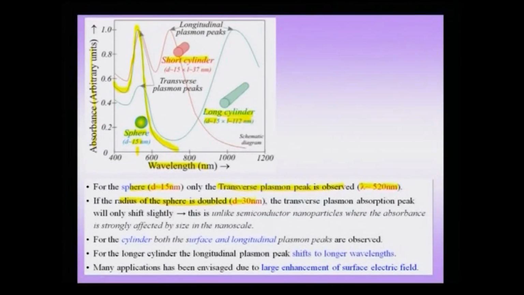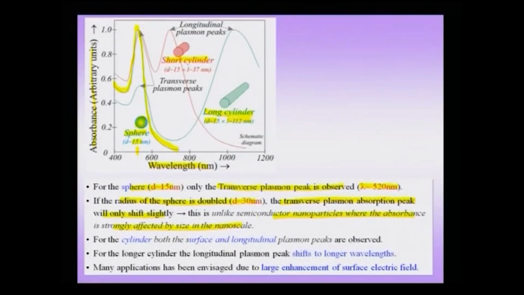But when you are talking about metal nanoparticles, this is not the case, and we have been talking about this previously. And so, here is the right example to prove that point. Now, if I double the radius of the sphere, I make it 30 nanometer, the transverse plasmon absorption peak will only shift slightly. I have not plotted it on this curve here, because that makes it too complicated, with too many curves lying one on top of the other, but the shift is only slight. This is unlike semiconductor nanoparticles, where absorbance is a strong function of the nanoparticle size. So, you see that if I make my sphere from 30 nanometer to 15 nanometer or 50 to 15 to 30, there is not much shift in the peak, and this peak is coming from surface plasmon resonance.